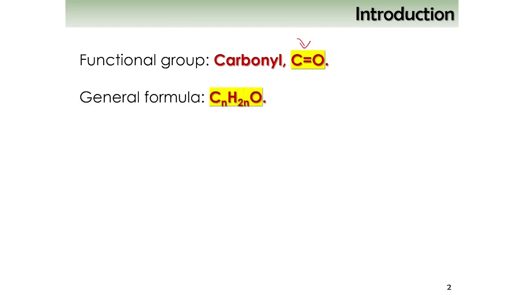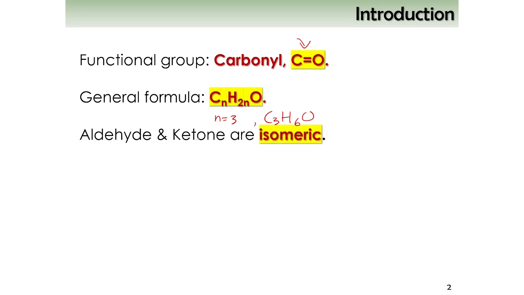The general formula is CnH2nO. For example, when n equals 3, it means C3H, 2 times 3 is 6, so C3H6O. From there, a carbonyl compound with the general formula CnH2nO will give you an aldehyde or a ketone. These are isomers. If you can draw a ketone, you can also draw an aldehyde.